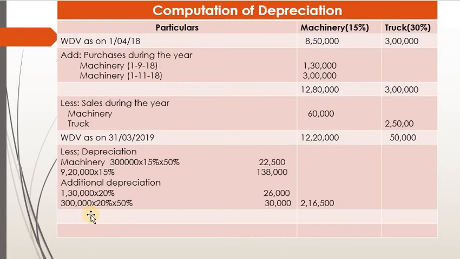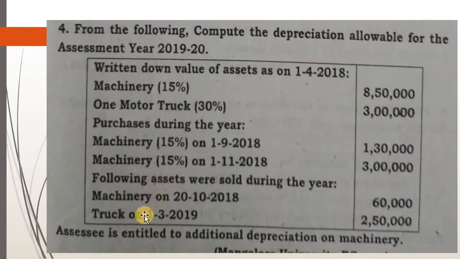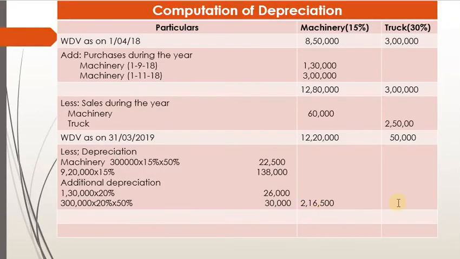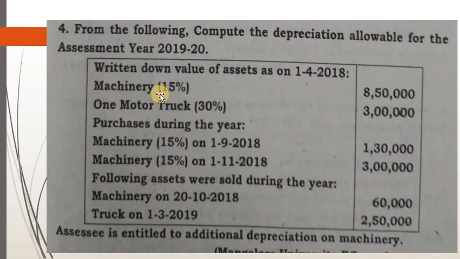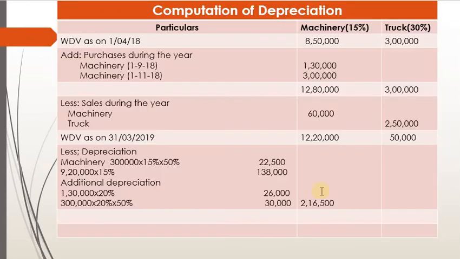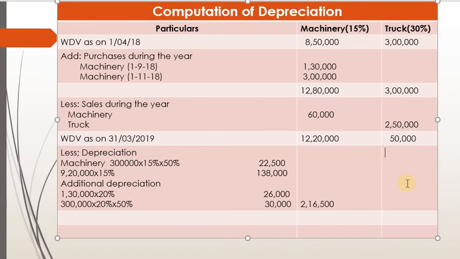Now let's go to the truck. Is there any sale? There is a sale of truck on 1/3/2019 for 2,50,000. You should remember there is only one motor truck which is worth 3 lakh and which was sold for 2,50,000. So this 50,000, the difference from the written down value, is called loss from the sale of motor trucks, on which we cannot provide depreciation, because remember that asset is not there at all.